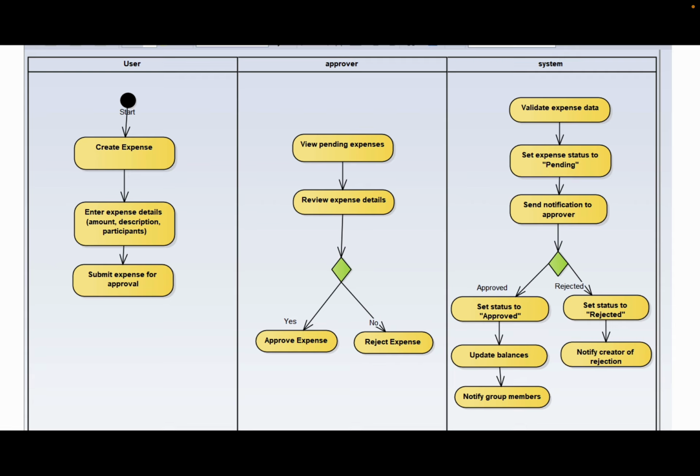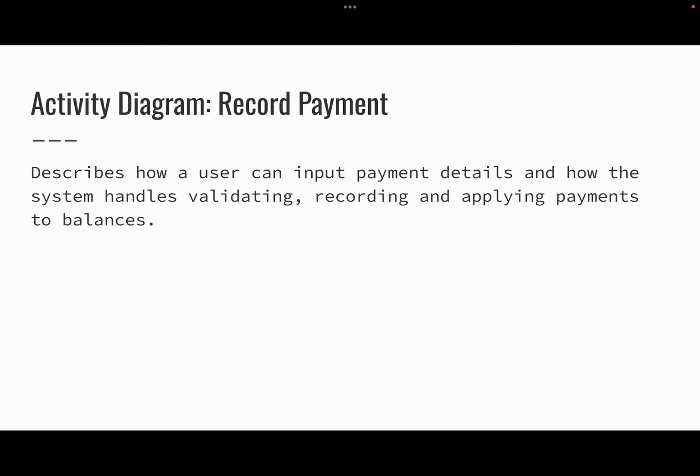Meanwhile, on the right-hand side, if the expense were to be rejected, the status is set to rejected, and the creator will be notified. So no balance would be updated as there is no new expense. All right, now we have the activity diagram.